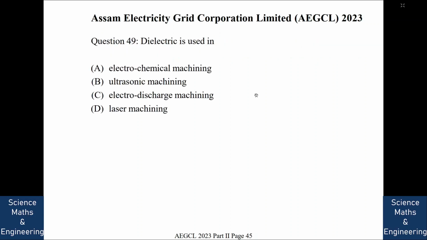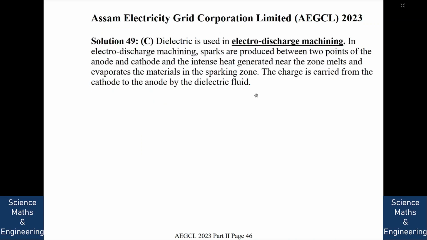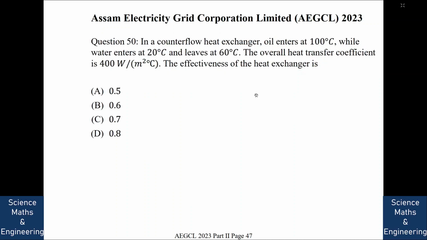Dielectric is used in electrical discharge machining, and here sparks are produced between 2 points of the anode and cathode, and the intense heat that is generated near this zone melts and evaporates the materials in the sparking zone. Now when the sparks are generated, the charge is carried from the cathode to anode with the help of this dielectric fluid. So next question.